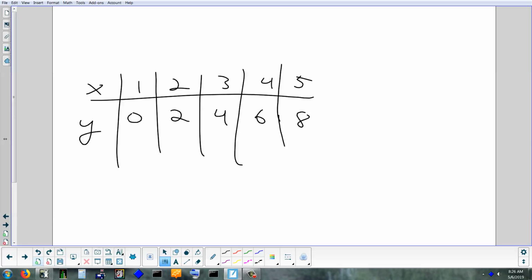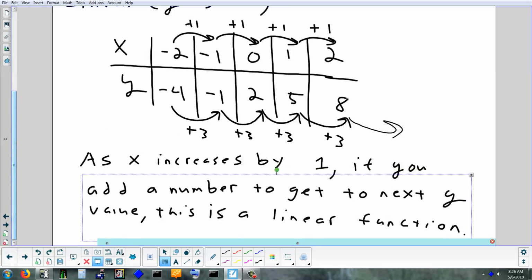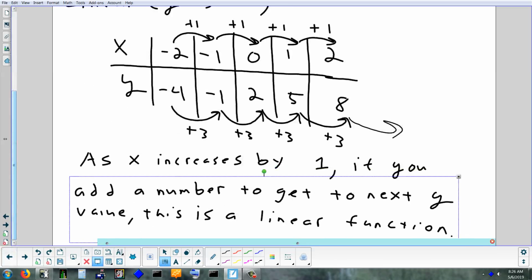I have no idea what the formula is for that problem. But I know if I graph those points, they're going to be in a straight line. Why? Because I did plus 2, plus 2, plus 2, plus 2. I added the same number each time to get from one y value to the next. That makes it a straight line. You guys, that number you're adding by is the slope. Because it's constant, right? That's what's making it change. That's going to be your slope.